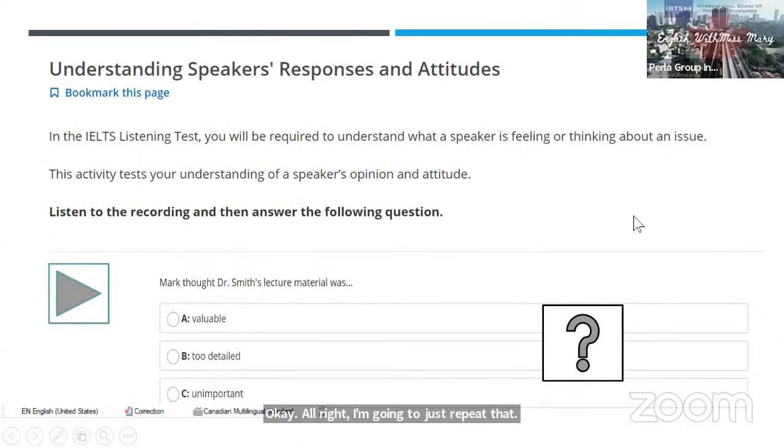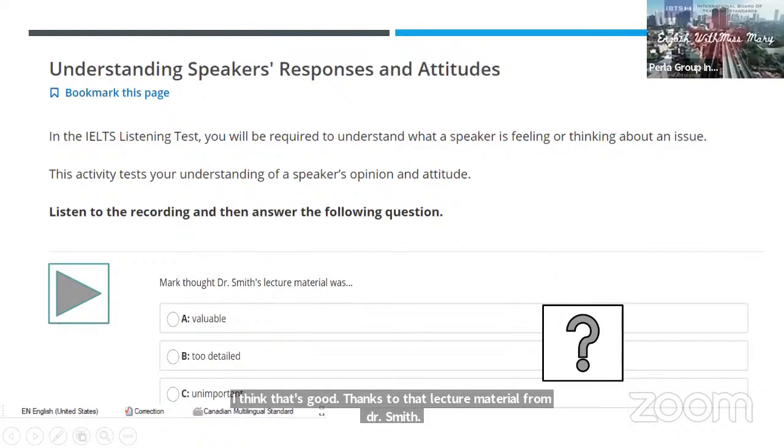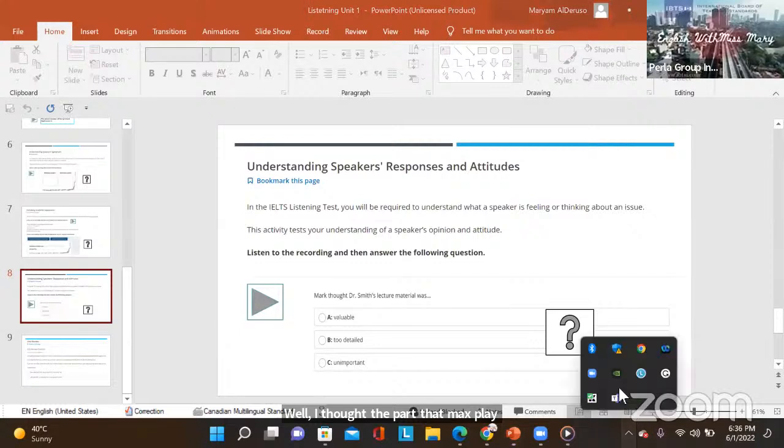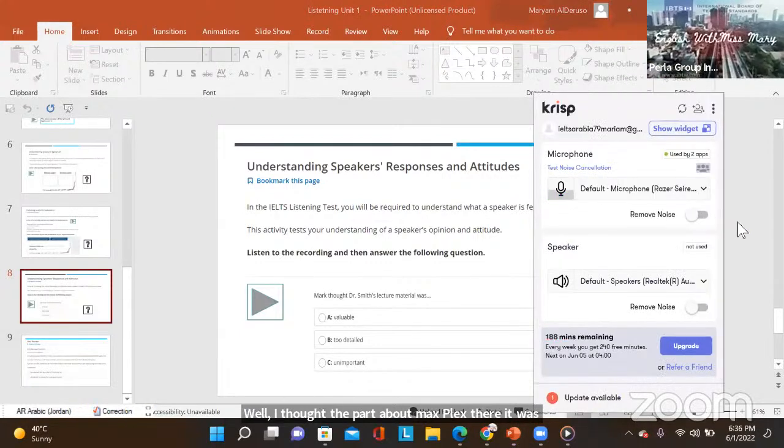Well, I think it's good, thanks to that lecture material from Dr. Smith. Well, I thought the part about Max Planck's theory was really useful. I included a lot of detail about his experiments.